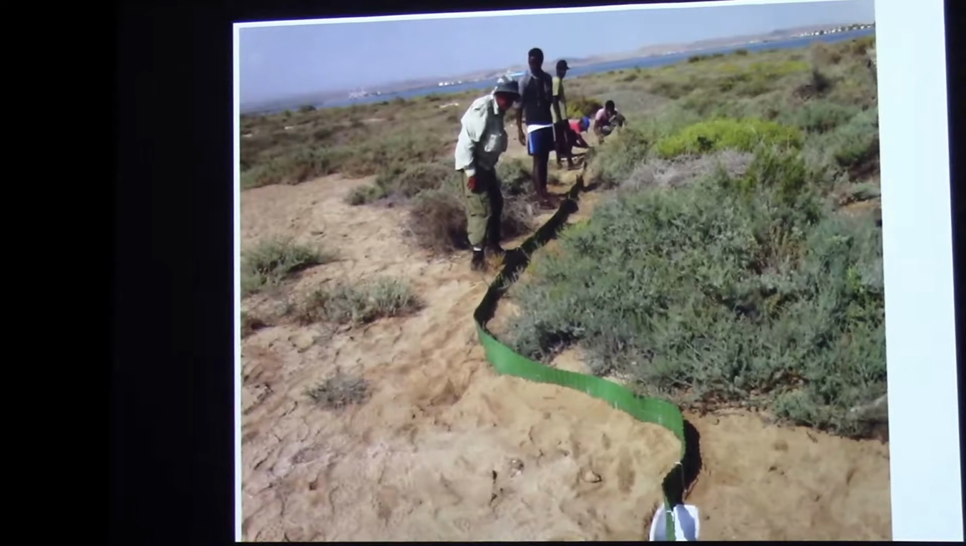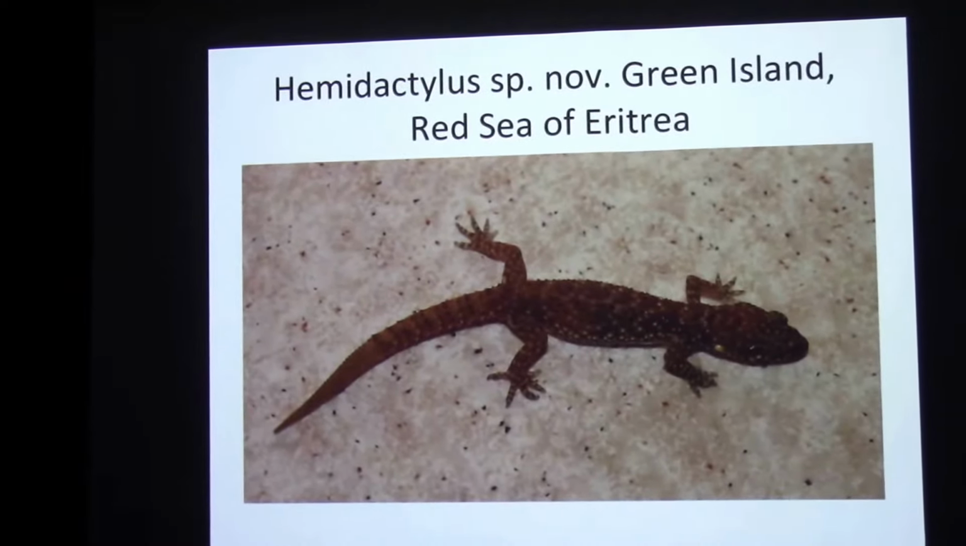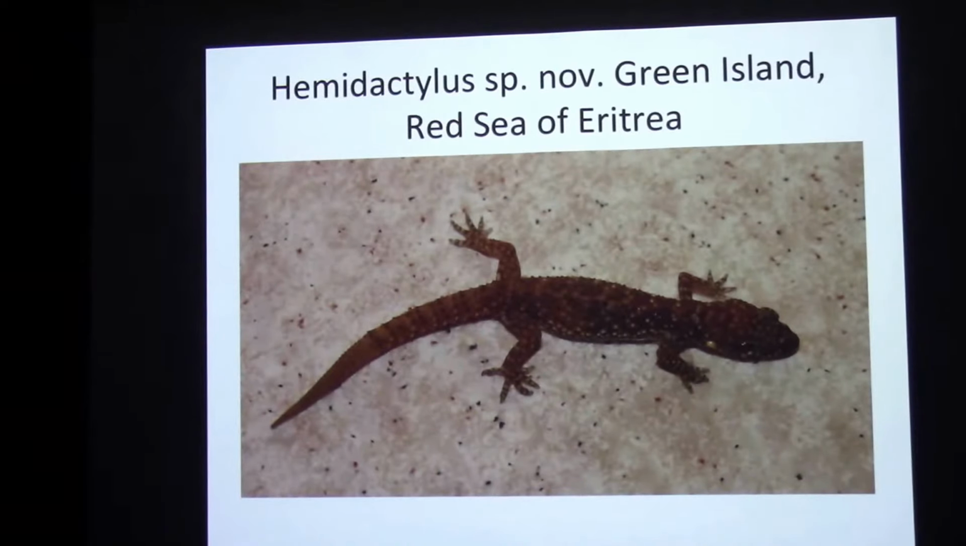I keep taking it over, and we found on this island a new species of Hemidactylus. This has already been sequenced in Aaron Bauer's lab. In fact, just almost casual research in some parts of Eritrea, we have now found 4 new species of Hemidactylus.